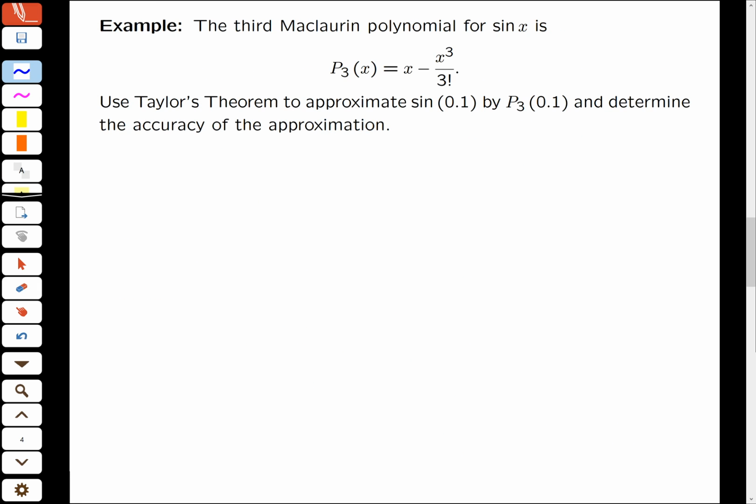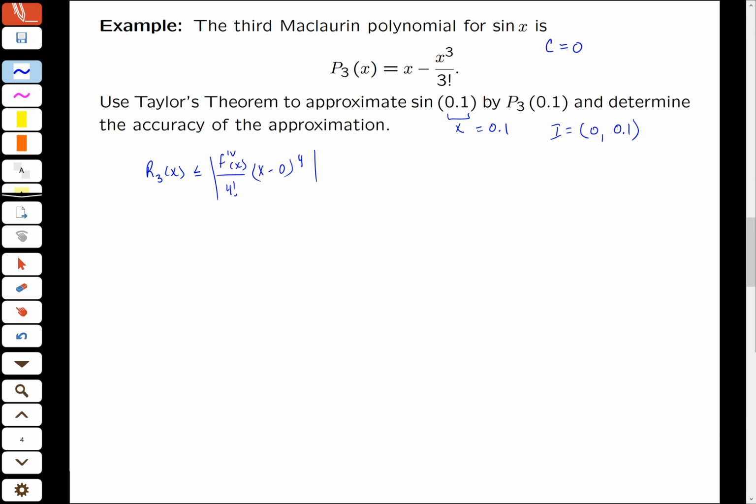So let's look at this example. It says a third Maclaurin polynomial for sine x is p3 of x, x minus x cubed over 3 factorial. This is a Maclaurin polynomial, so what does c equal? 0. c equals 0 for Maclaurin. It says use Taylor's theorem to approximate sine of 0.1 by p3 of 0.1. So this is our x value, and our c is 0. So we're looking at the interval 0 to 0.1. That's the interval we're looking at maximizing over. So we have to find our next derivative. That is the value that we're looking at. In fact, we're just going to put it in absolute value and maximize it on that interval.